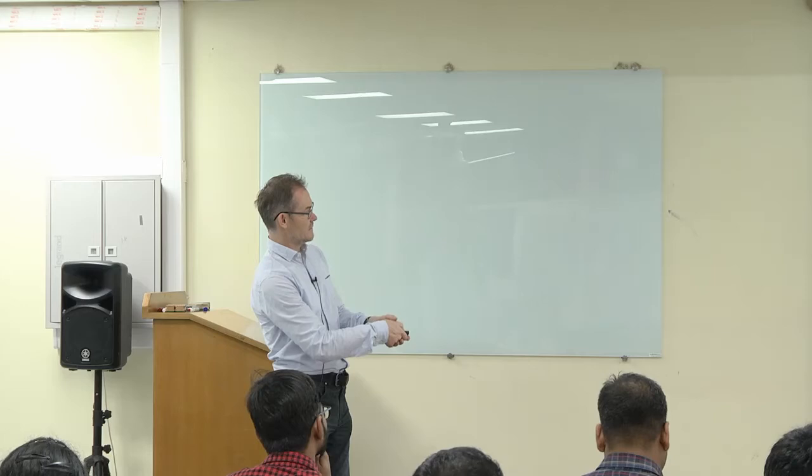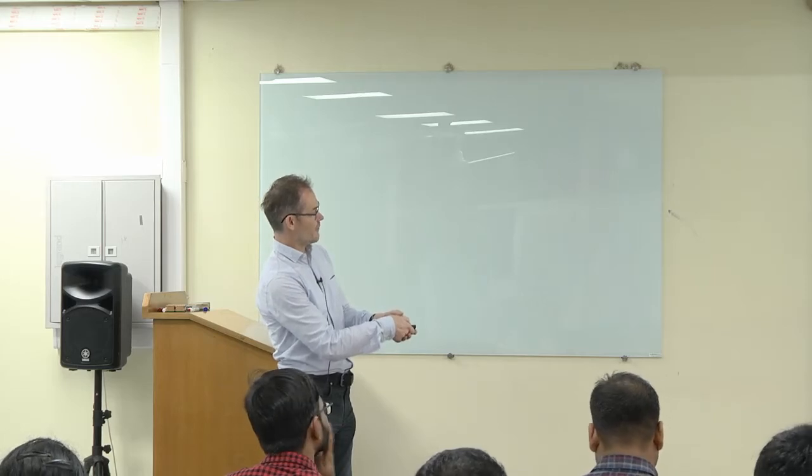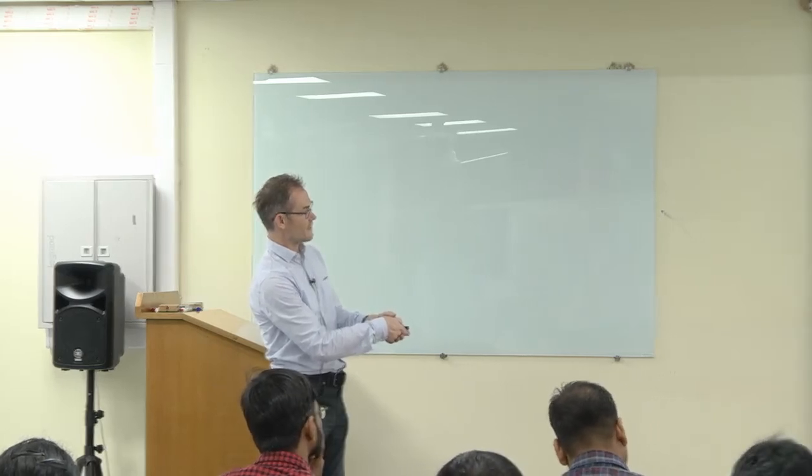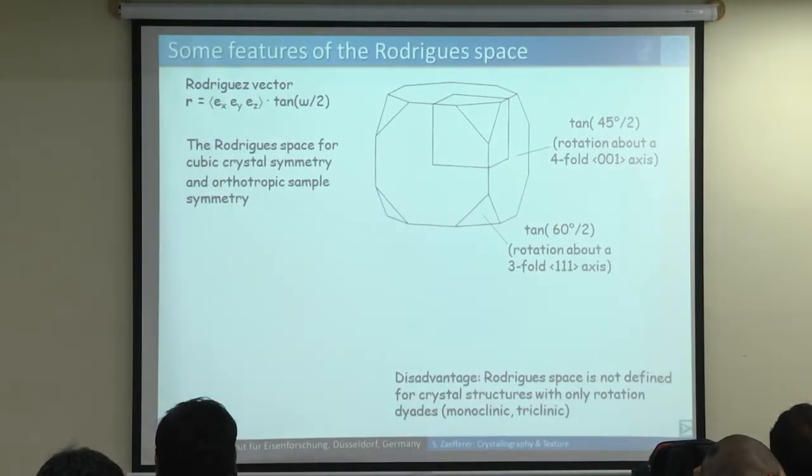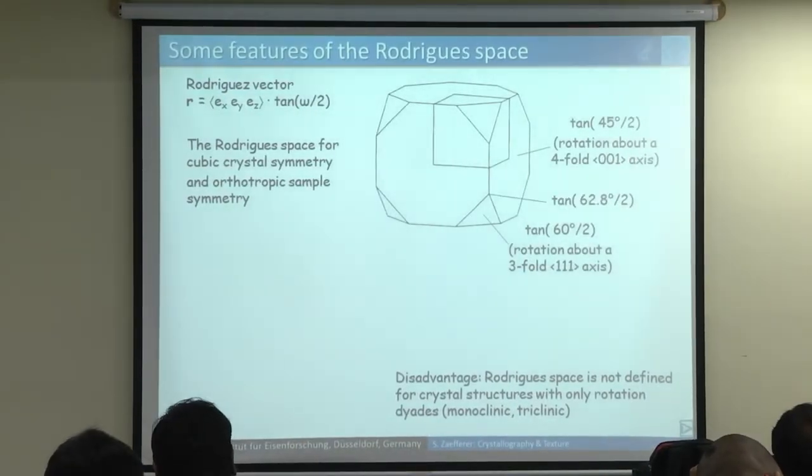You have the limitations of these surfaces here. That's tangent 45 degrees, a rotation about 0.01. Okay, you see it there. And that is the largest rotation possible in a cubic system. It's 62.8 degrees. I don't prove that it is like that, but you have to accept it for the moment.